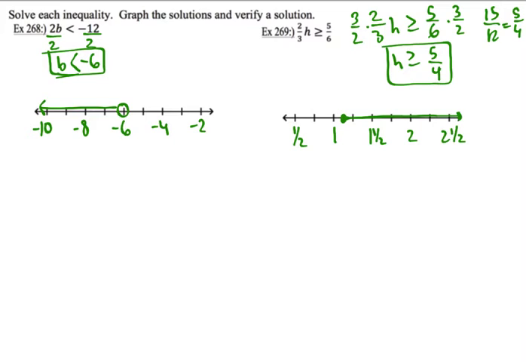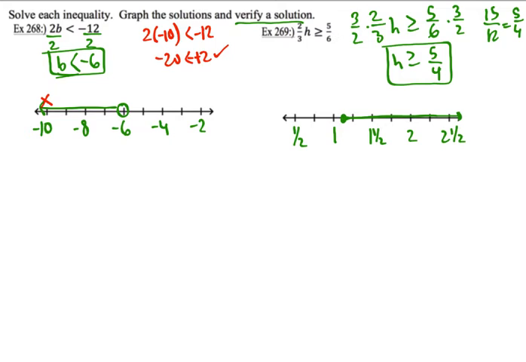Oh, I forgot to verify a solution. Let's go back and do that here. When I verify a solution, I need to pick a solution. Let's pick negative 10. 2 times negative 10 is going to be less than negative 12. That's negative 20 less than negative 12, which is true. Okay.